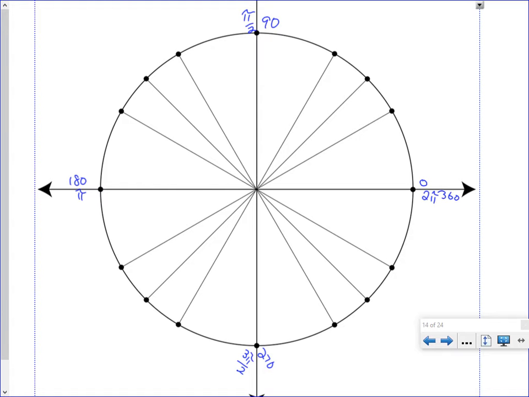Okay. After we did that, those 4 values right there are what you call your quadrantals. Quadrantals are the angle measures that land on the axes. A quadrantal is an angle measure that lands on the axis.